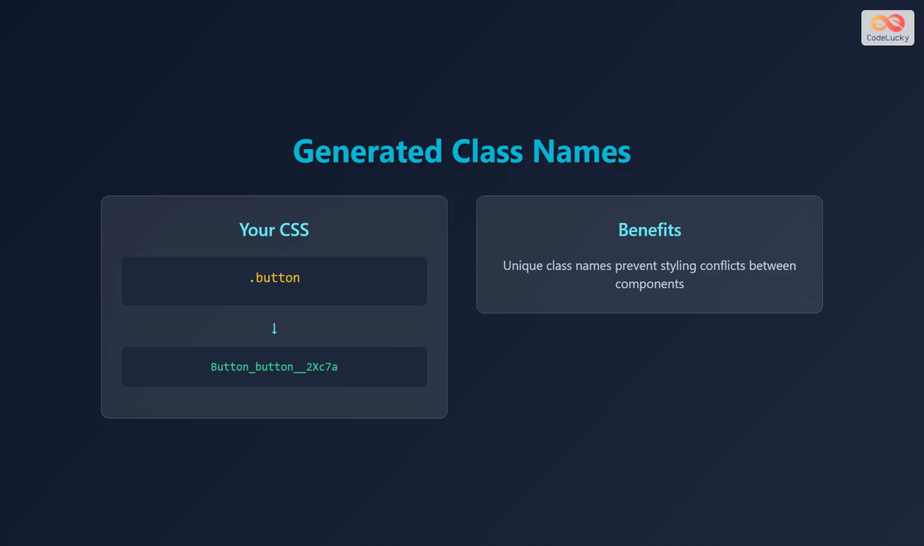One of the key features of CSS modules is the generation of unique class names. Let's take a look at how this works and the benefits it provides. On the left, we have our original CSS with a simple class name, .button. When CSS modules are processed, they transform this class name into something unique like button_button_2xc7a. This generated class name is unique to the component and prevents styling conflicts with other components in your application. The benefit of this approach is that these unique class names prevent styling conflicts between components, making your CSS more maintainable and predictable.